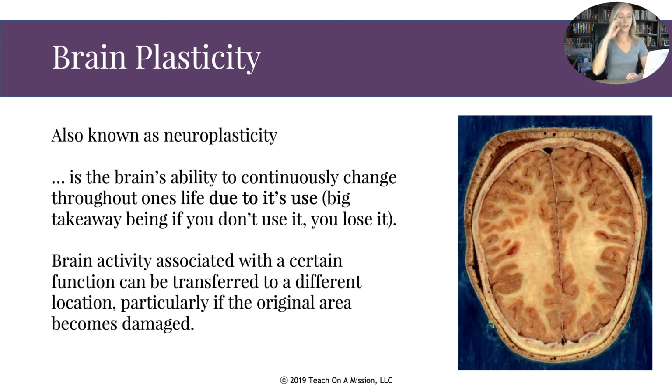Brain activity associated with a certain function can, and here's what's really cool about plasticity, actually be transferred to a different location in the brain, particularly if the original area becomes damaged. This is incredible. What this means is if you have damage, let's say to Wernicke's area in your temporal lobe, other areas around Wernicke's will start to take over that function for you, allowing you to still communicate and use language expression. Incredible.